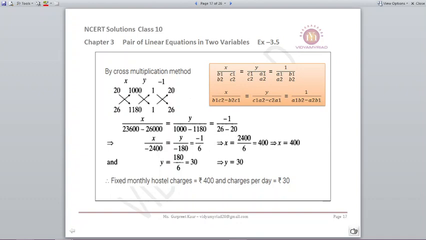So I am going to find out x, y. x upon minus 2400 is equal to y upon minus 180 is equal to minus 1 upon 6, after cross multiplying by putting the values of BC, CA and AB. Now x comes out to be minus 2400 upon 6 into minus 1, so it comes out to be 400. And y upon minus 180 is equal to minus 1 upon 6, so y comes out to be 30, which means x is our fixed monthly charges, that is 400, and y is our charges per day, that is rupees 30.